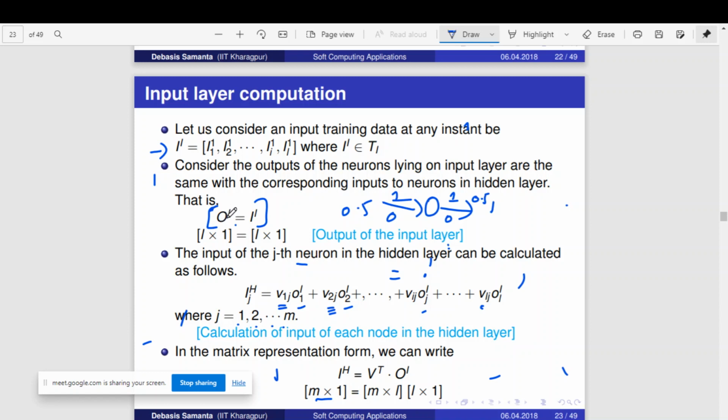The OI means what? Output from the input layer. Output from the input layer is the same as the input to the input layer. So what will be the size? How many outputs will there be in the input layer? It is basically a vector, and that vector will have how many entries? It will have L entries, because the size is L, so it is L into 1. And what is its input? The input is also the same, L into 1. So is this part clear?